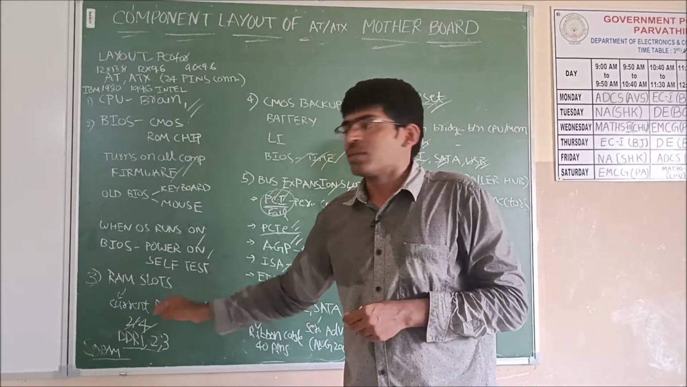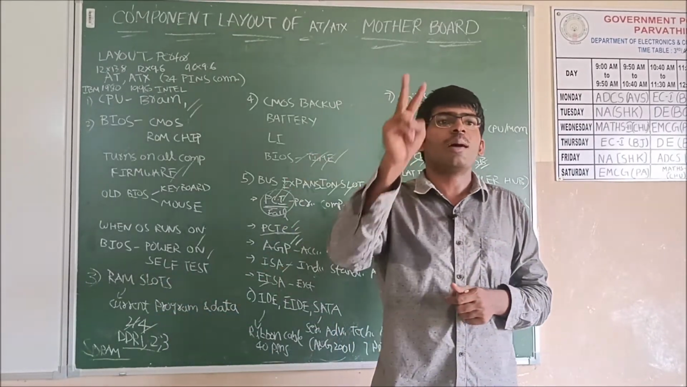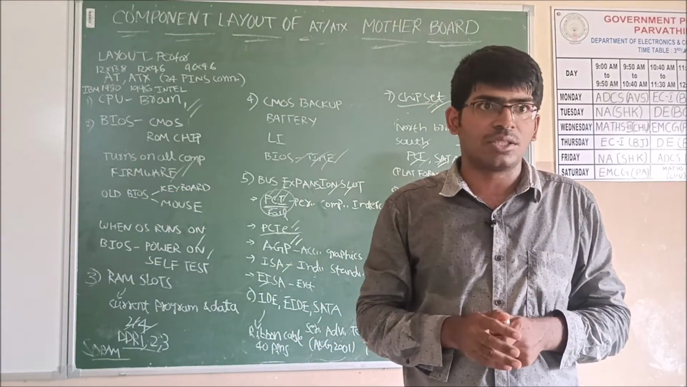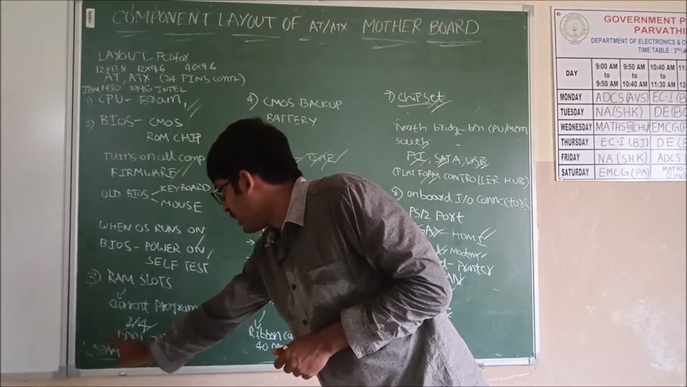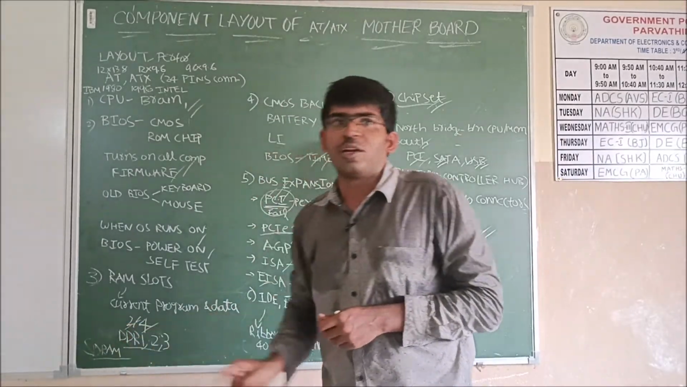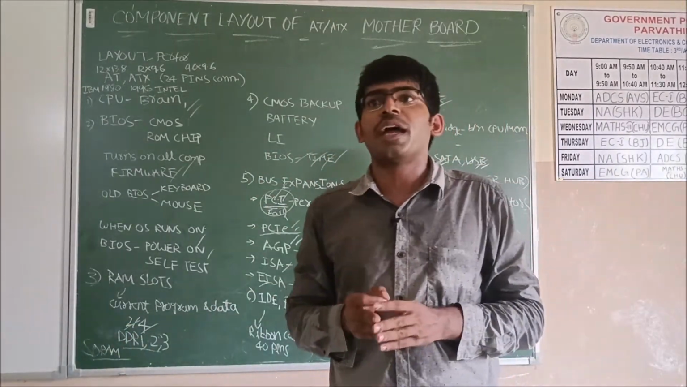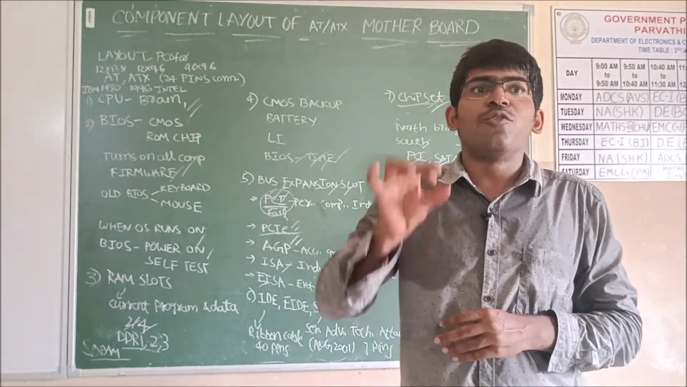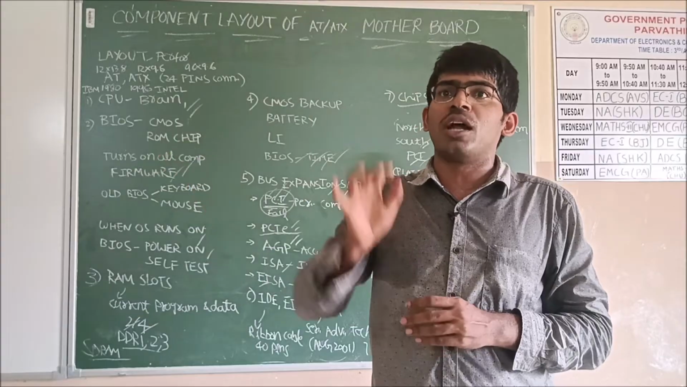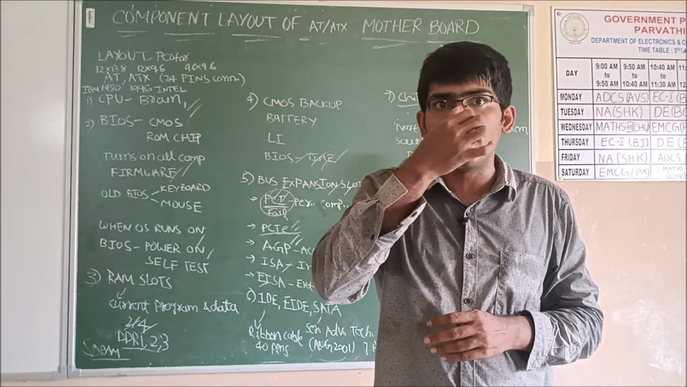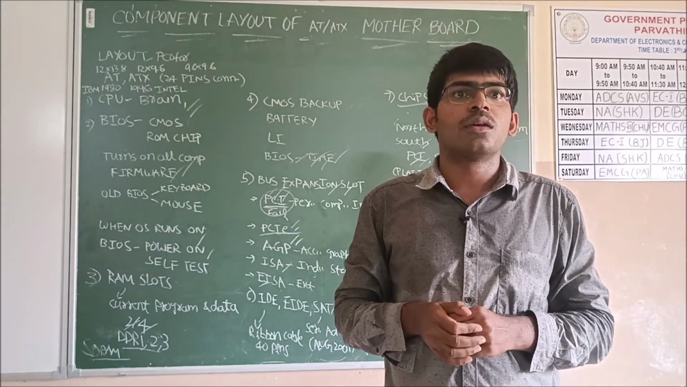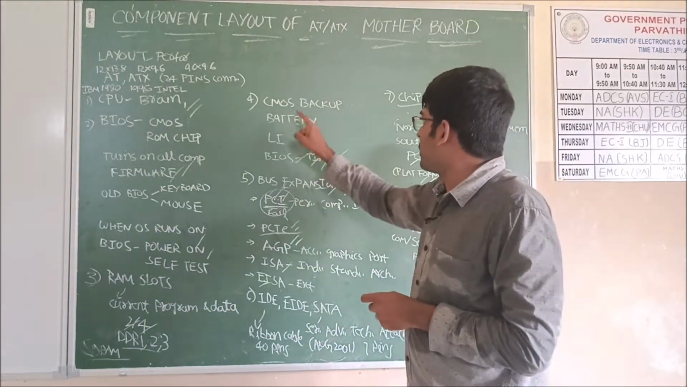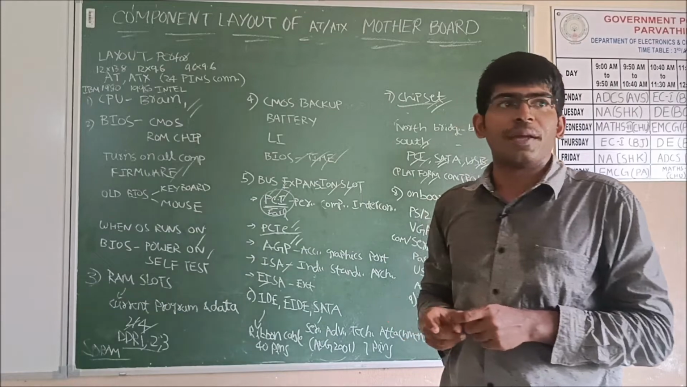RAM slots. Generally, how many RAM slots do we have? 2 to 4 RAM slots. For desktop, are we using DDR or SDRAM? We have three types of RAM: DDR1, DDR2, DDR3. If I am using a DDR2 slot, which type of RAM do I have to use? DDR2. Okay.